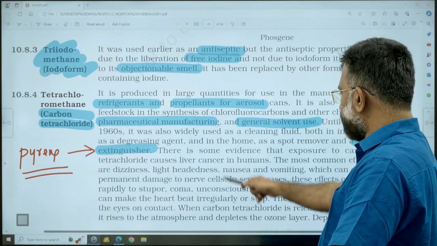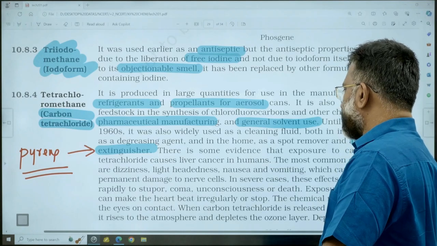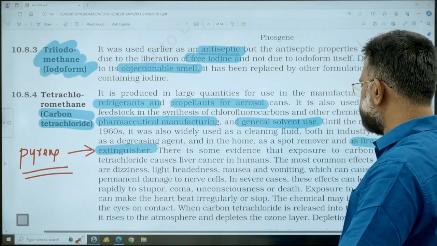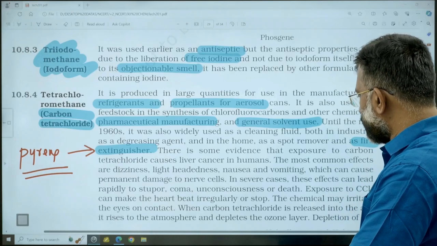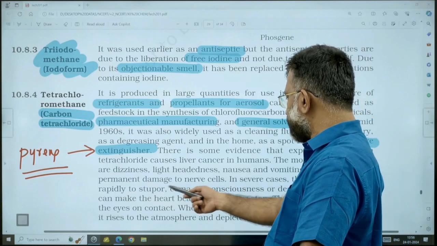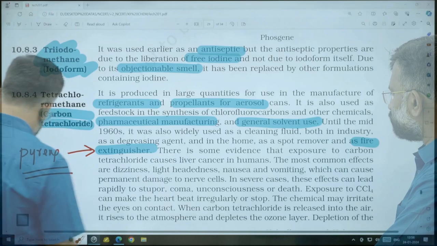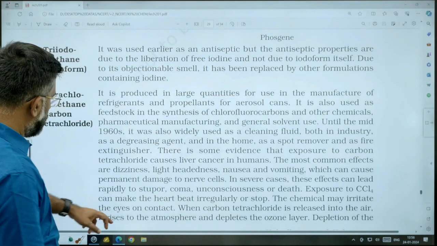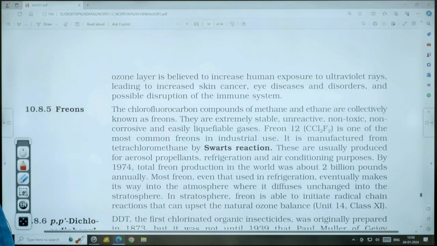Chronic exposure may cause liver cancer. Some side effects are dizziness, lightheadedness, nausea, and vomiting. Exposure to severe conditions may cause stupor, coma, unconsciousness, or sometimes even death. And a higher concentration may affect the ozone layer, may cause ozone layer depletion, and similar things are explained.